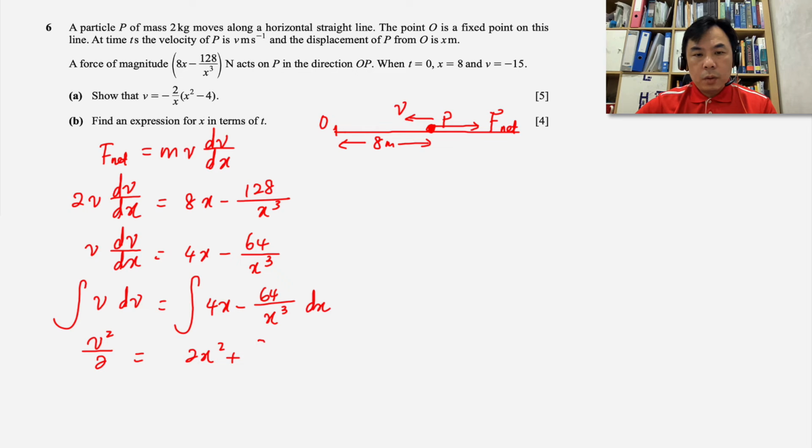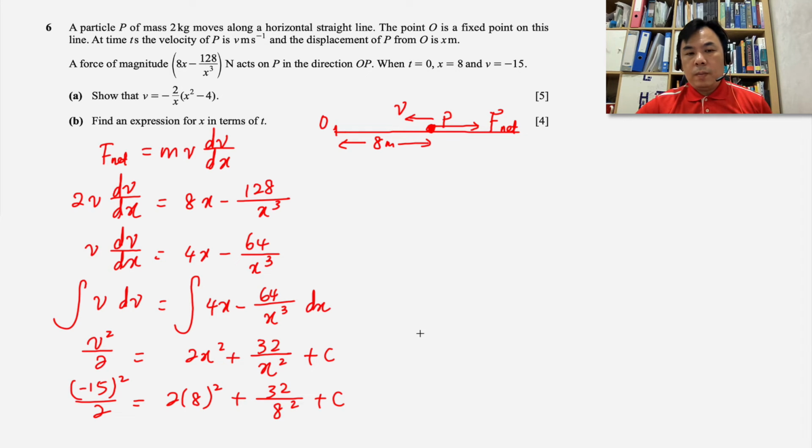So therefore 32x squared plus a c. So once we substitute all this information in, when x is equal to 8, v is equal to negative 15 here. We have negative 15 squared over 2 equals 32 times 8 squared plus a c. All right.